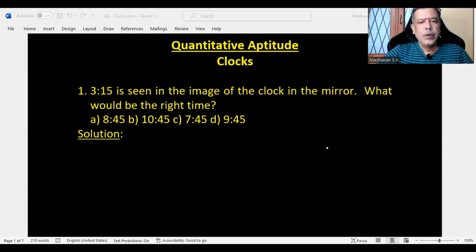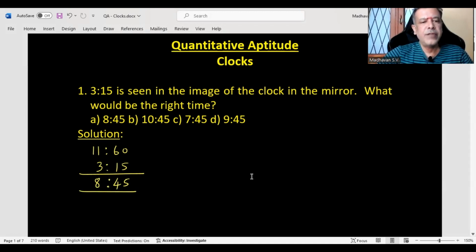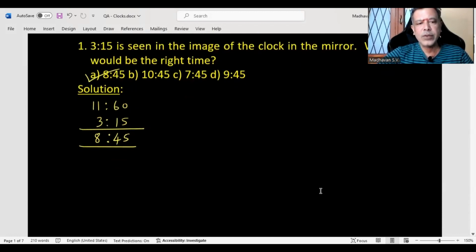So we know in an analog clock, the maximum time is 12 hours or 12:00, which we will write as 11:60 instead of 12. From that, we'll be subtracting whatever time is given, that is 3:15. So to get the result, 5, 4, 8. So the actual time will be 8:45, which means our option A. Let us move on to the next question.